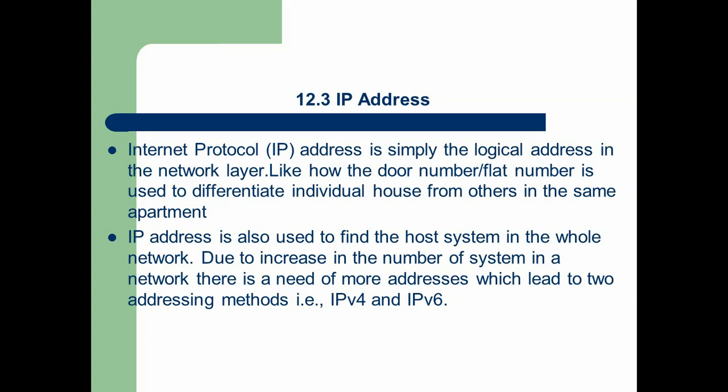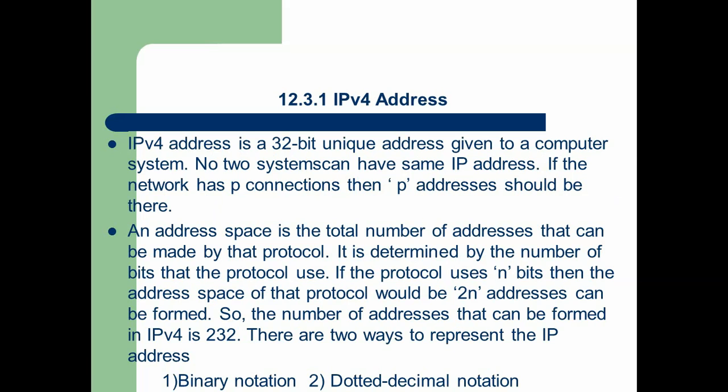That's why two different methods are used to allot an IP address for each and every node. Node means any computer or any device connected to a computer. So there are two methods used for IP addressing: one is IPv4, another one is IPv6. Let's discuss this. First, IPv4.